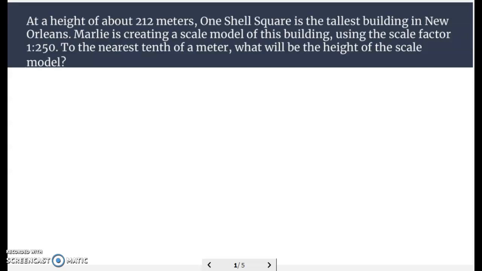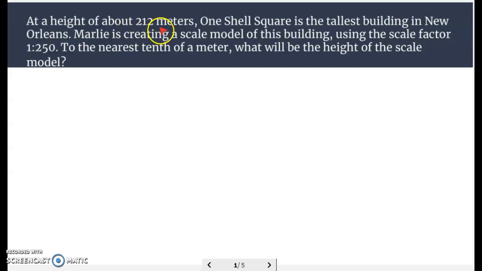Welcome back, everybody. We have a lesson today involving scale models and scaling up using scale factors to determine how large actual objects are compared to their models and how far actual distances are compared to a map. Let's have a look at this first one.